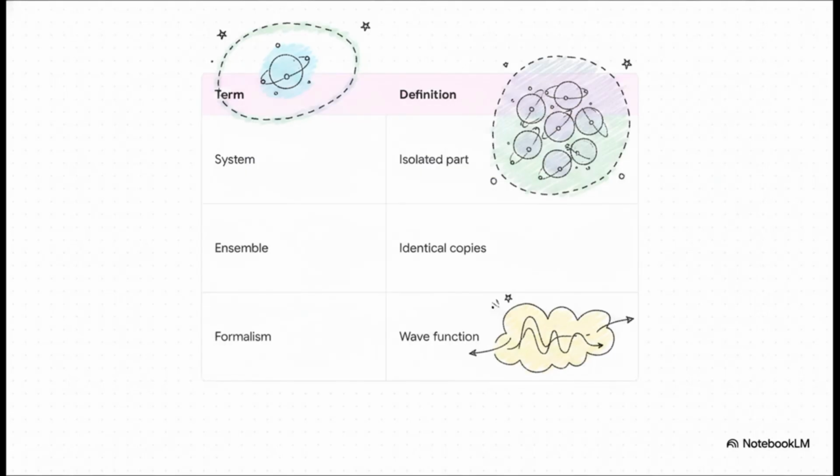Okay, before we go any deeper, let's lock in some of this jargon. You see, when physicists run experiments, they aren't just looking at one isolated particle floating in a void. A system is just a sufficiently isolated part of the universe that we're studying. And to figure out probabilities, they rely on a statistical ensemble, basically a massive number of identical copies of that exact system. And the formalism, well, that's just another word for the wave function we just talked about.